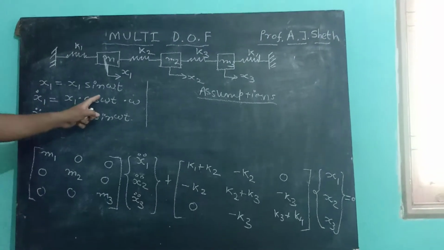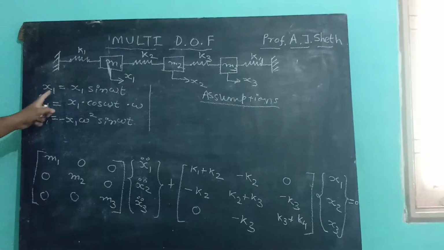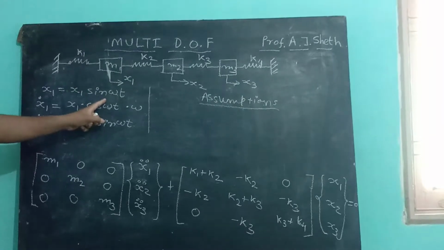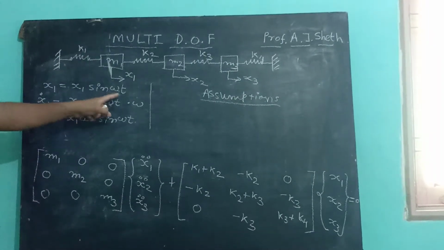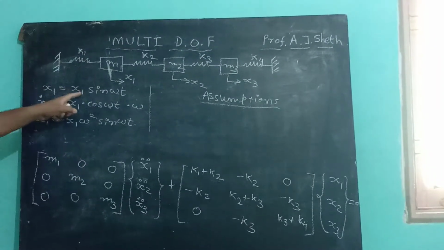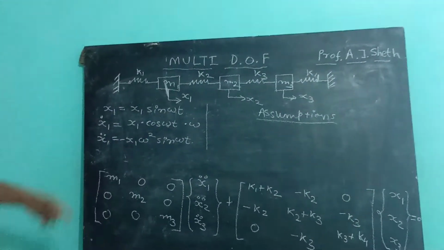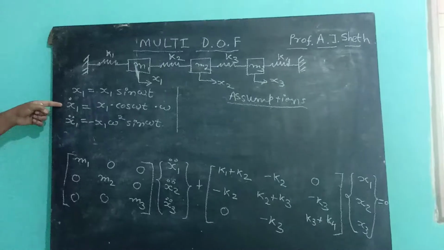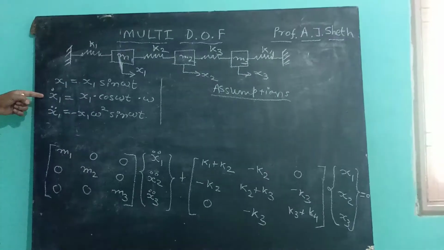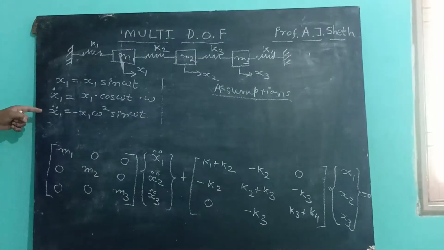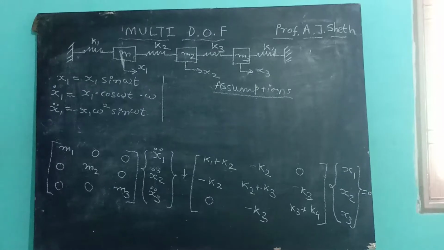Now we can stop here. That simple harmonic motion equation is presented by x1 equal to x1 sine omega t. When we differentiate it with respect to time, we get velocity. Again, a differentiation gives us acceleration.